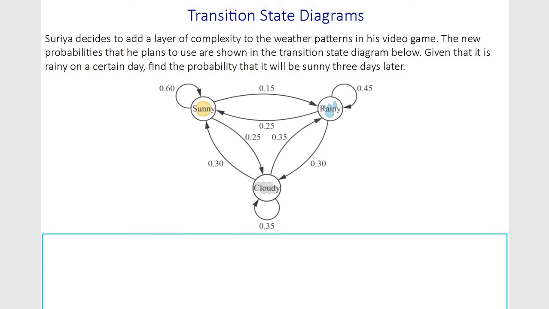So here are transition state diagrams. You want to make sure you know how to read these. It's essentially just following the arrow. It's what you start with and then what you're predicting. So here, this arrow starts when it's sunny, and then it's sunny the next day. So this one is today sunny, predict tomorrow sunny.